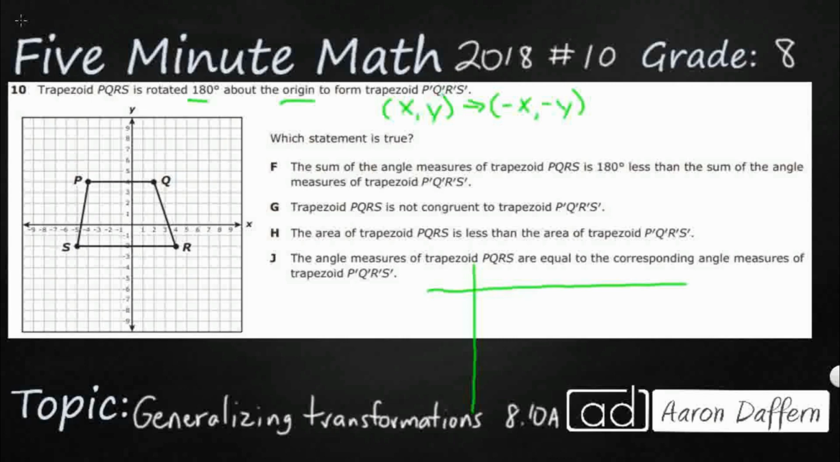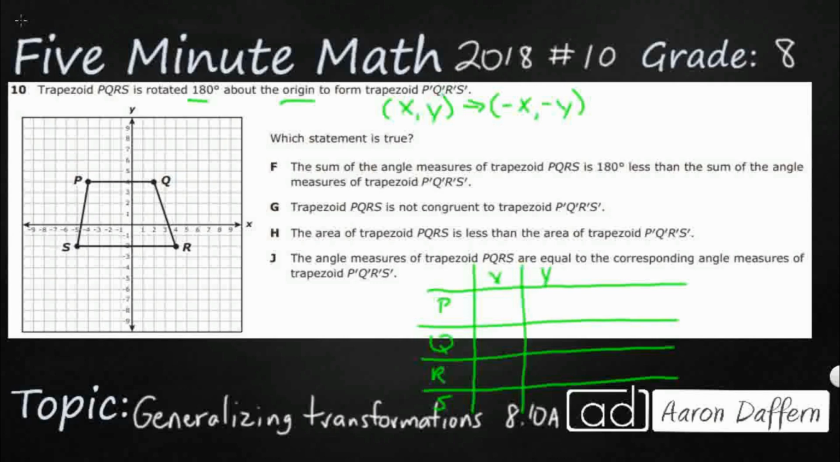And so we are going to take our trapezoid here, and we're going to take our P, Q, R, and S. Let's just go ahead and put our X and Y's down there. So P is going to be negative 4, 4. Q is going to be 2, 4. R is going to be 4, negative 2. S is going to be negative 5, negative 2. Now, why does this help us?